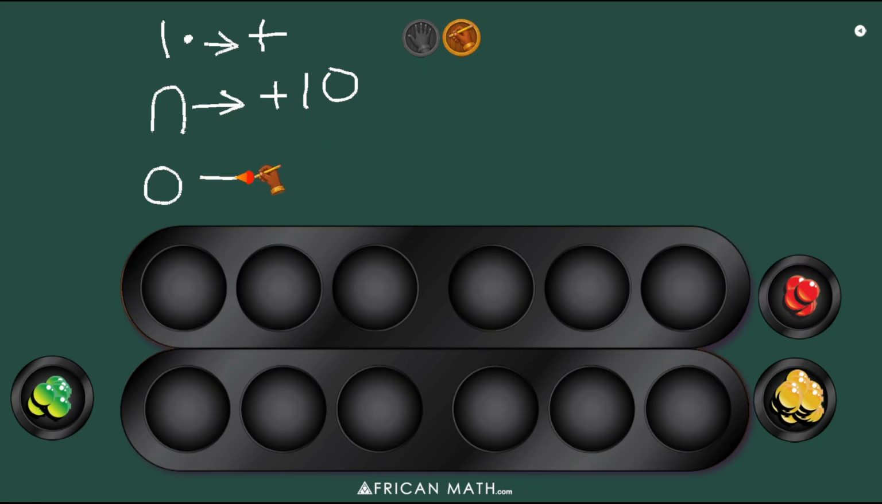This symbol represents negative values. Okay? Now, what if we wanted a negative 10? A negative 10 would be represented by simply closing the house. Just close it. That's a negative 10.